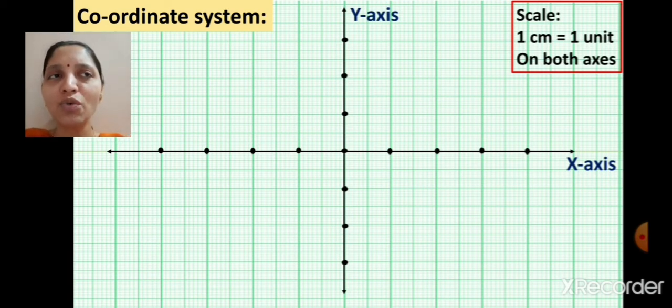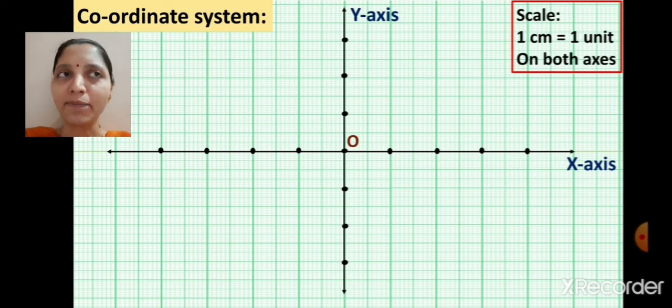So these two axes are intersecting each other at this point. This point is known as origin and it is denoted by O. Okay. So using these two axes we can find the position of any point in this plane. So such kind of system is called a coordinate system.